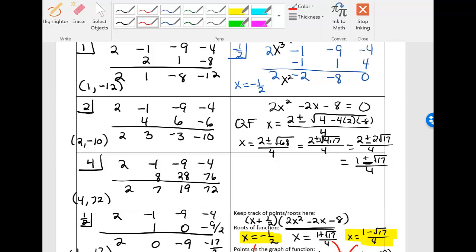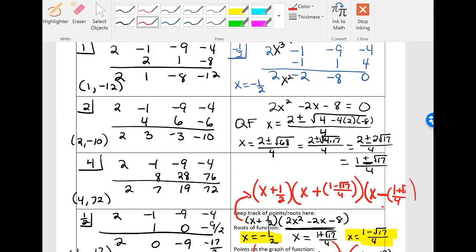You technically on this one down here could write it as factored: x plus 1/2, and then it gets really messy. x plus, let's see, this would be our negative answer, which is this one, x plus 1 minus the square root of 17 over 4. And then x minus, and then the same thing, except it would be the plus. I'm out of space, but so repeating the same thing with the plus. So those are factors, we just don't typically write it that way, because it's that messy.